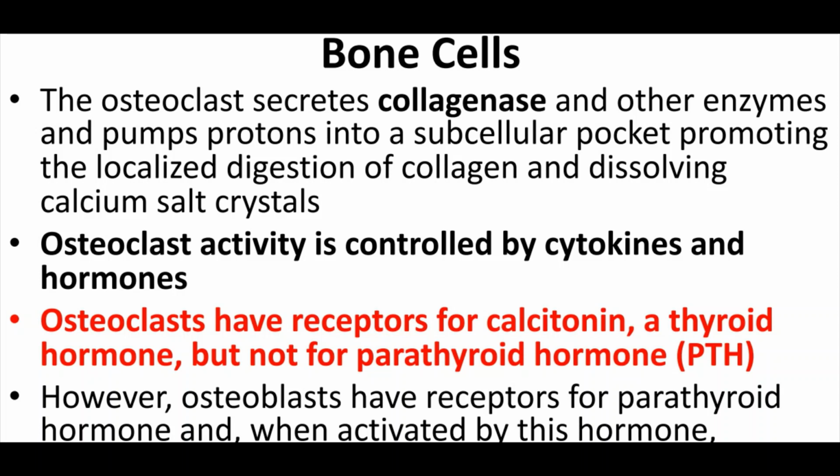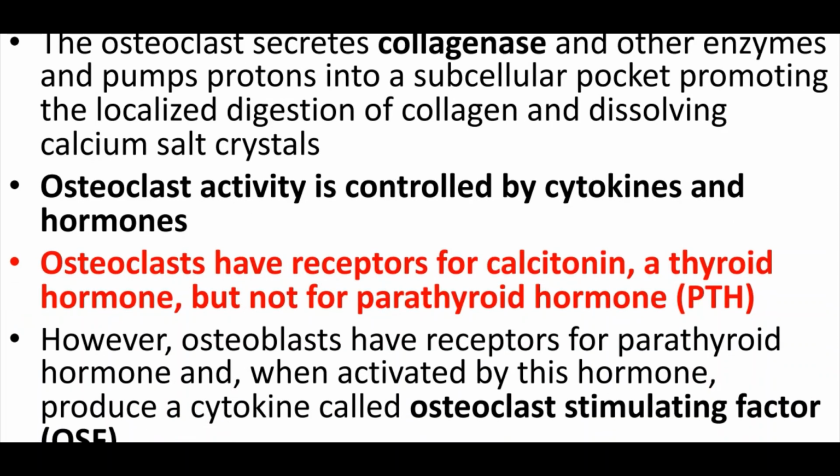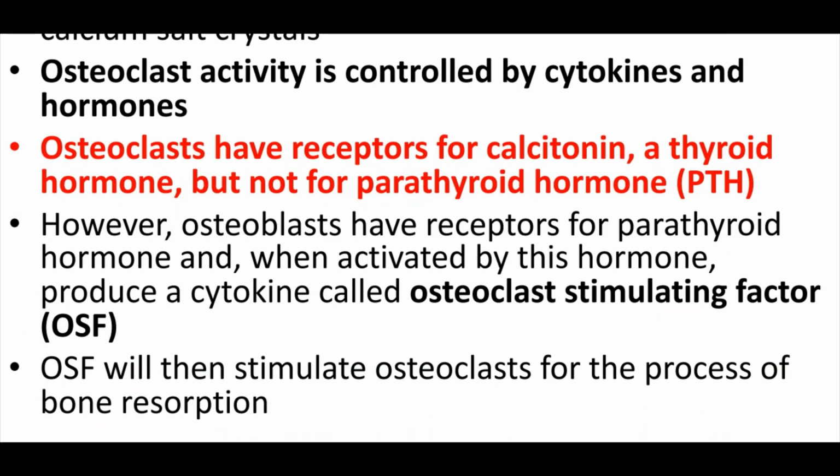Okay. So the osteoclasts, we've already talked about, secrete collagenase and other enzymes and pump protons into the subcellular pocket, promoting the localized digestion of collagen and dissolving calcium salts. Osteoclast activity is controlled by hormones and cytokines. Osteoclasts have receptors for calcitonin, a thyroid hormone, but not for parathyroid hormone. So the osteoblasts are the ones that have got a receptor for parathyroid hormone.